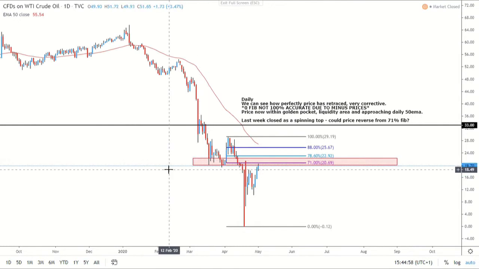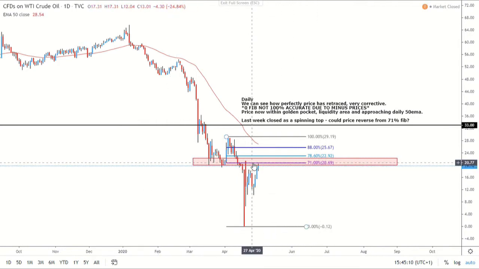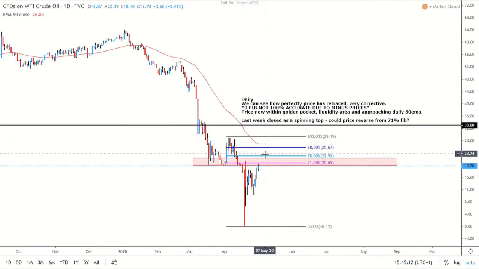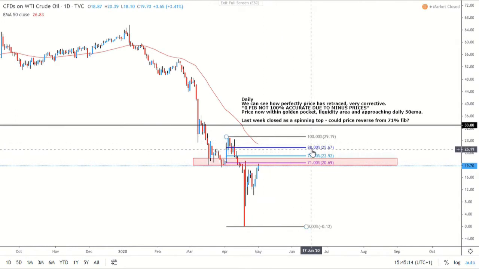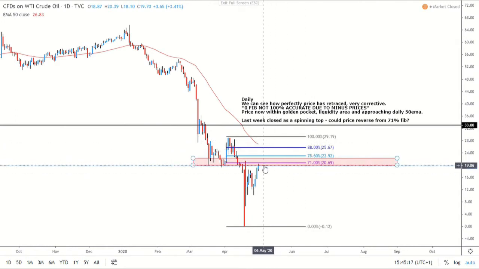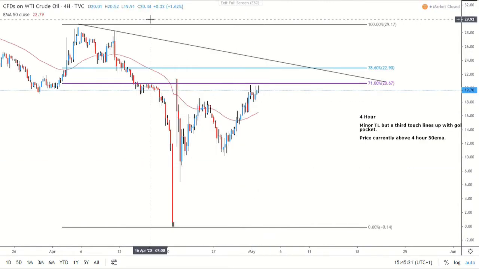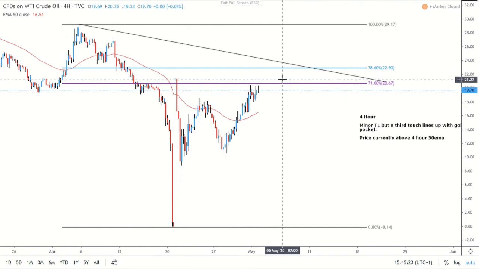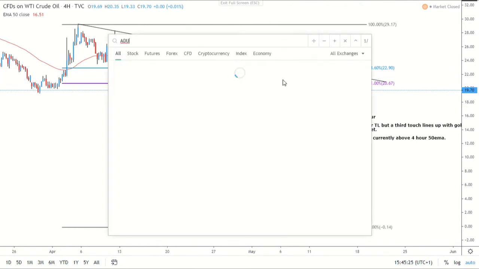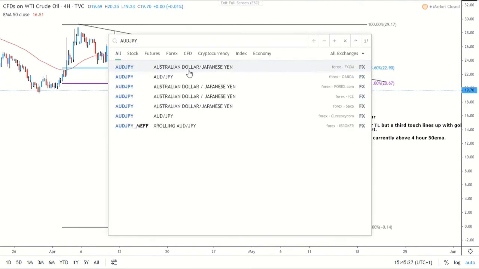Obviously, as I said, fibs are a bit subjective at the moment because we can't really tell what the bottom was, because of course it was around minus $35 a barrel, but TradingView doesn't show that, so we can only trade what we see. So looking at 71% in line with liquidity, and then of course the daily 50 MA is just above. That's why I've got the higher fibs in place as well. But we could potentially reverse from here with Friday's close being a spinning top. And then on the 4 hour, you can see we've got this trend line here and that 71% fib.